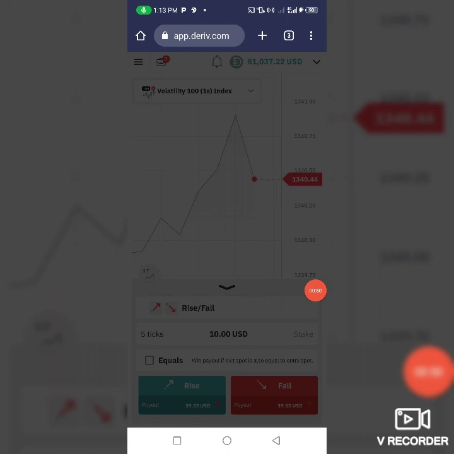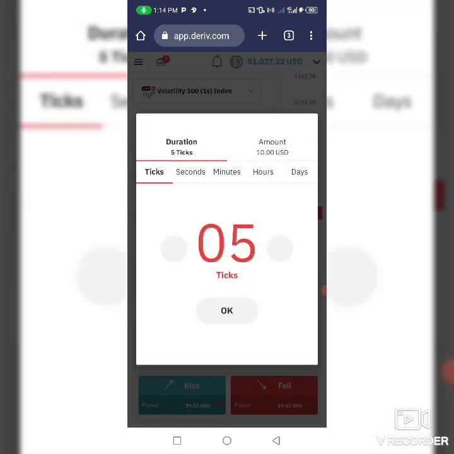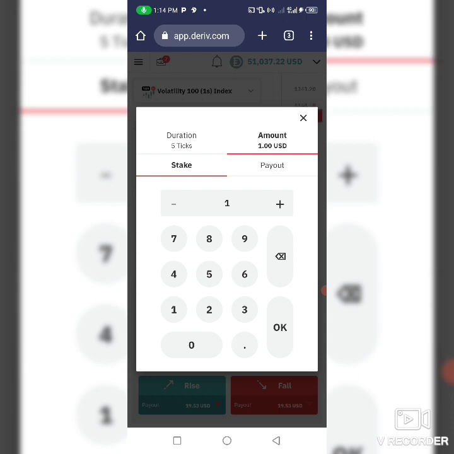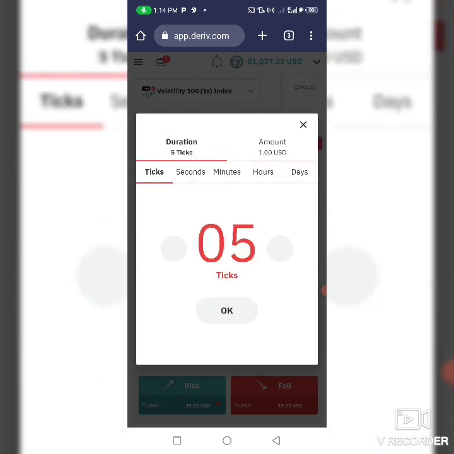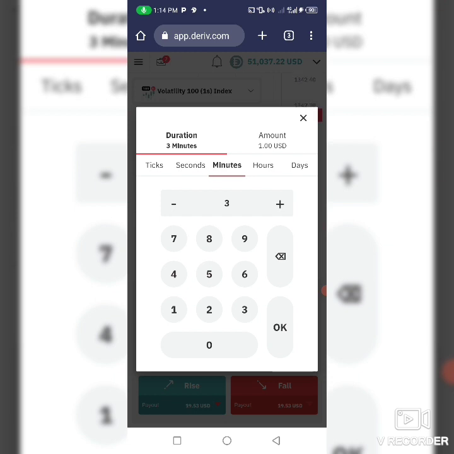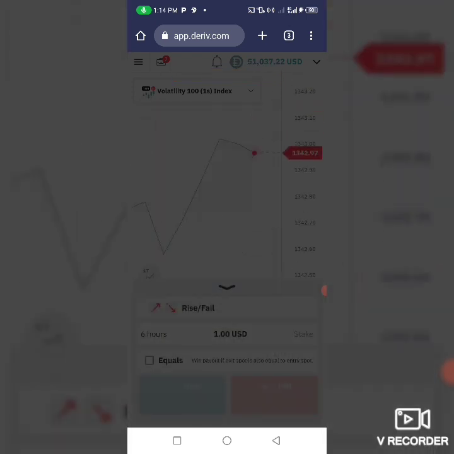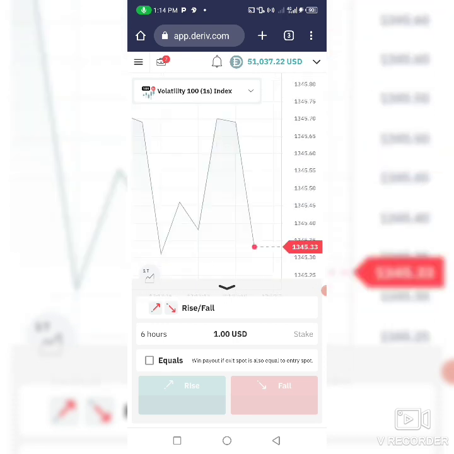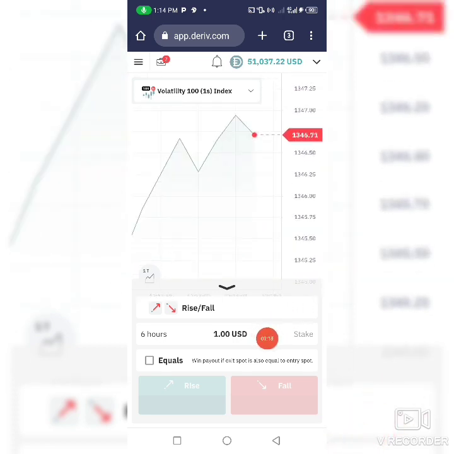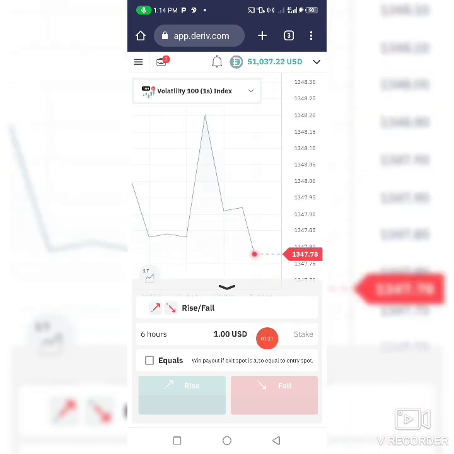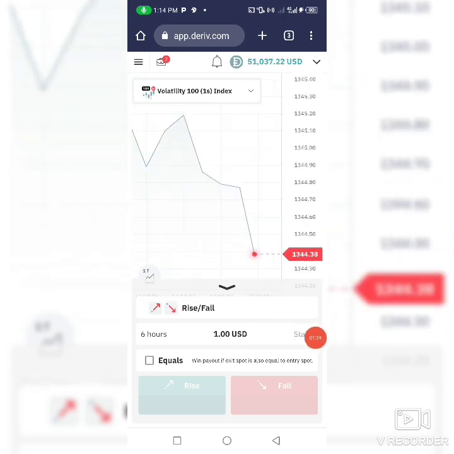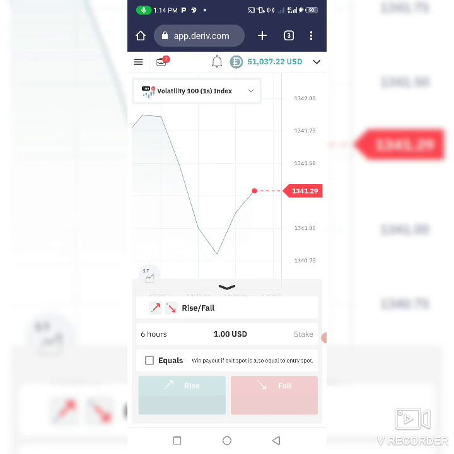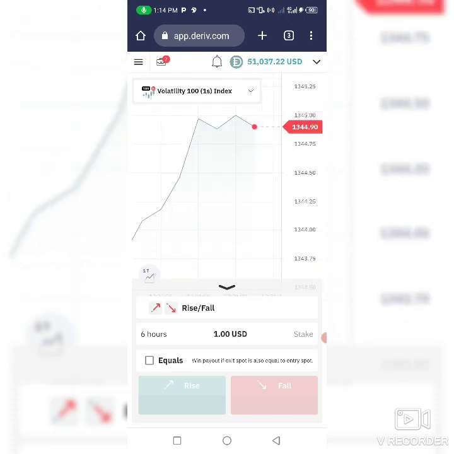You can see if I set the stake to $1 and set the time to a standard of 6 hours. Okay, standard of 6 hours. Now you will discover that I go to MT5 and get a signal that will tell me whether to go up or go down, whether to rise or fall.